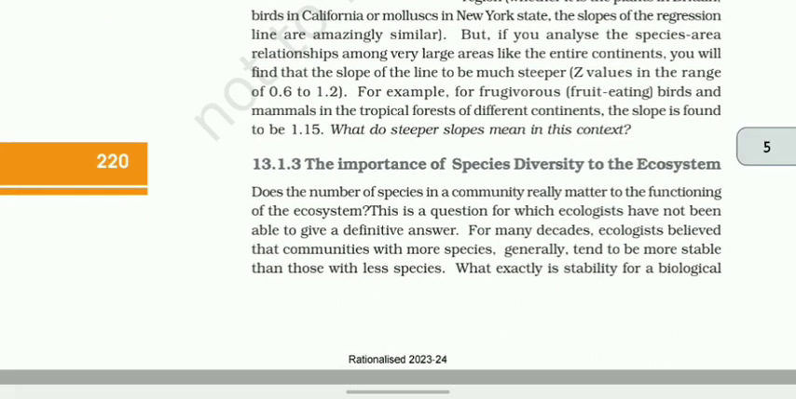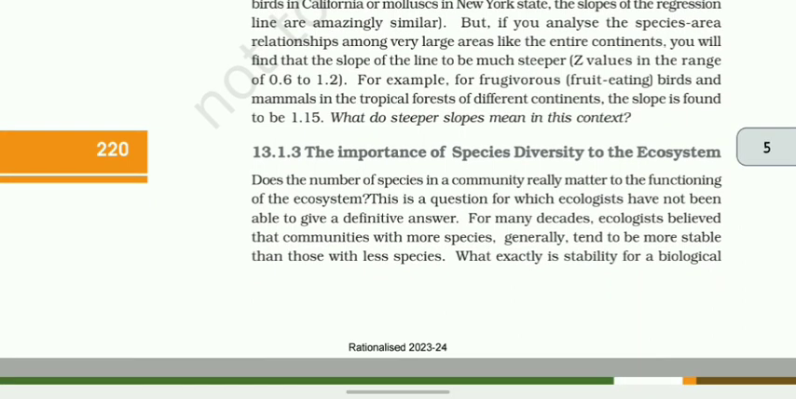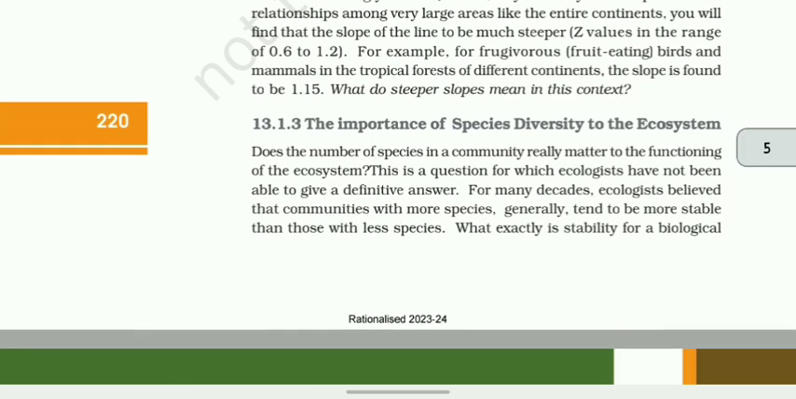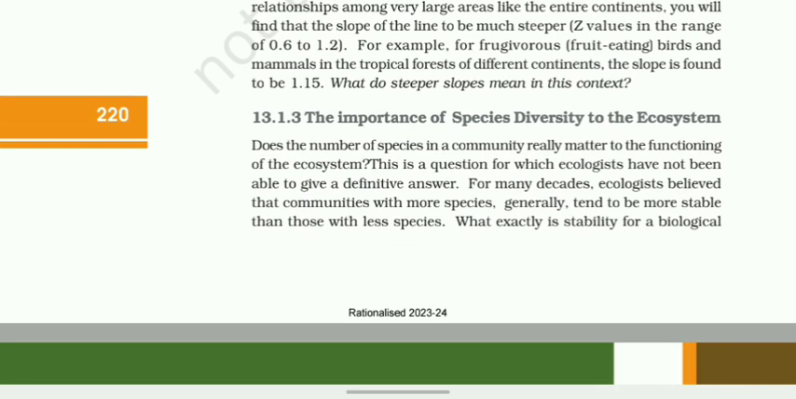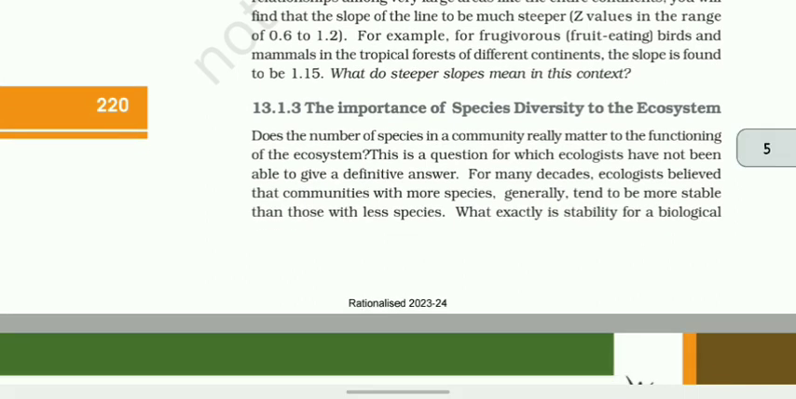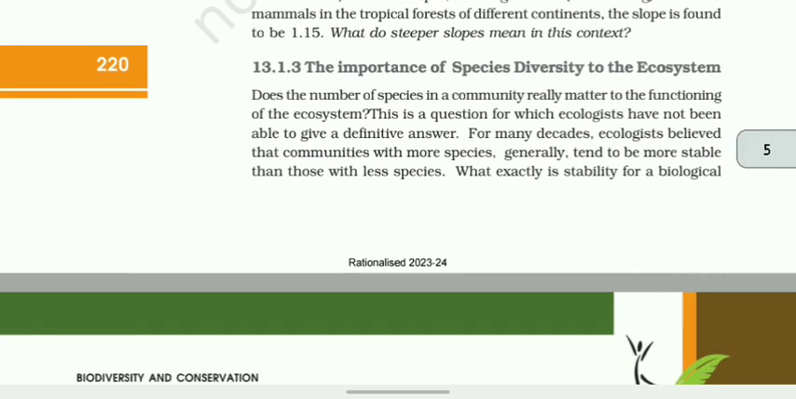But if you analyze the species-area relationship among very large areas like the entire continents, you will find the slope of the line to be much steeper. That is, Z values in the range of 0.6 to 1.2. For example, for frugivorous, that is fruit-eating birds and mammals in the tropical forest of different continents, the slope is found to be 1.15.